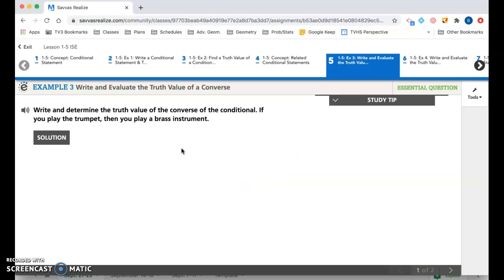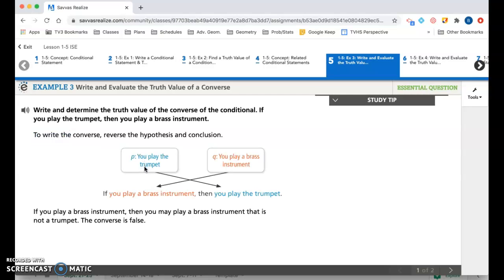So the next slide says, write and determine the truth value of the converse of this conditional. If you play the trumpet, then you play a brass instrument. So converse, remember, all we do is we switch the if part with the then part. So our converse of this statement would simply say, if you play a brass instrument, then you play the trumpet. So now the question is, is that a true statement? If I say, yes, you definitely play a brass instrument, does it have to be true that you play the trumpet? And the answer would be no. You could play a brass instrument and play some other instrument that's not a trumpet. You could play the saxophone, for instance. So this converse statement would end up being false.